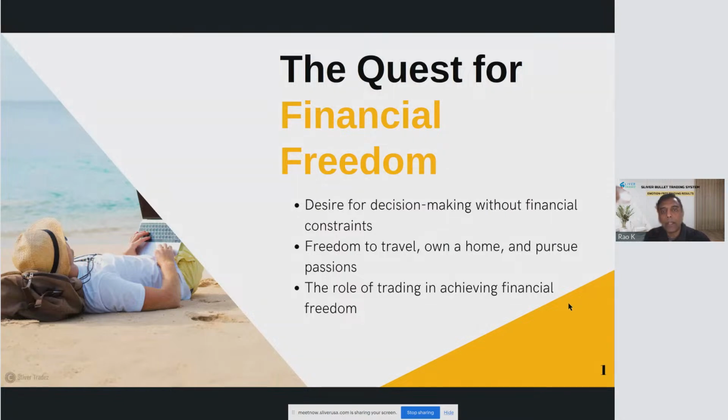Let's understand the quest for financial freedom. Everybody wants freedom. Everybody wants financial freedom. Everybody desires decision making without any constraints. People want freedom to travel, own a home, and pursue their passions. And in this presentation, we'll understand the role of trading in achieving financial freedom. So let's get started.